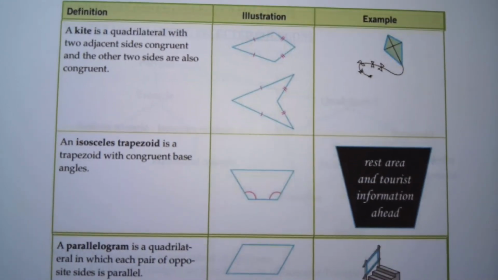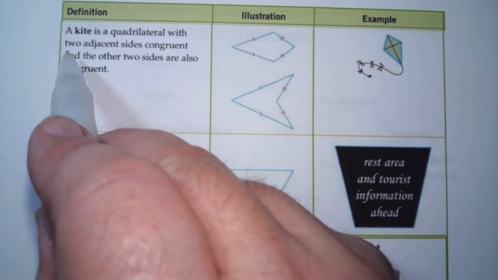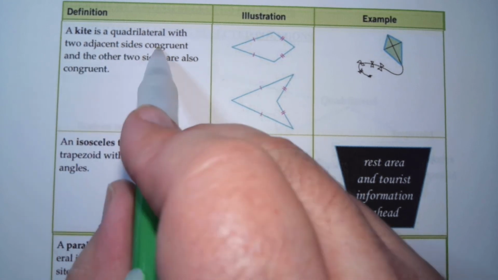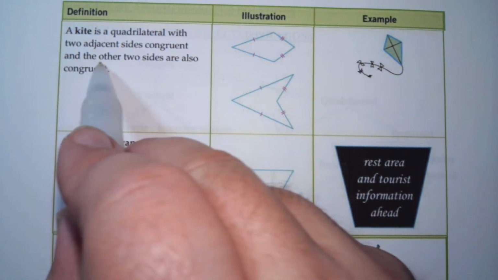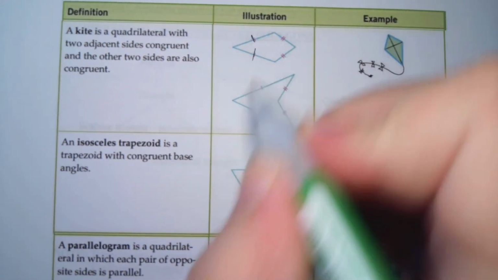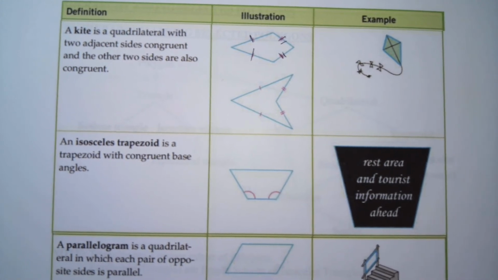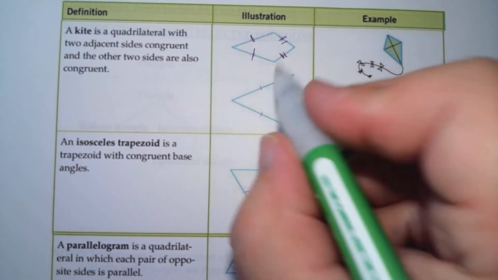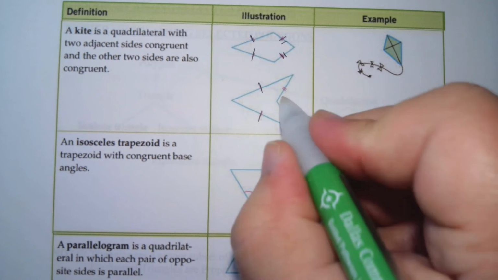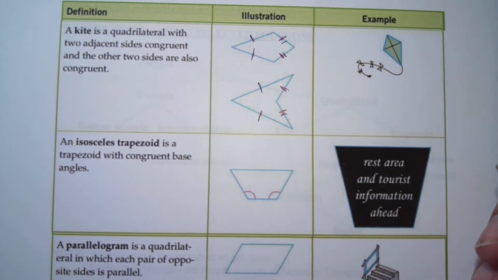Alright, let's look at some more. A kite is a quadrilateral, a four-sided figure with two adjacent sides congruent, and the other two sides are also congruent. You have two sides that are the same, and the other two sides are the same. So you have two pairs of congruent sides. Those two sides are the same, those two sides are. And it's the reason they call it a kite, because that's what the old kites used to look like.